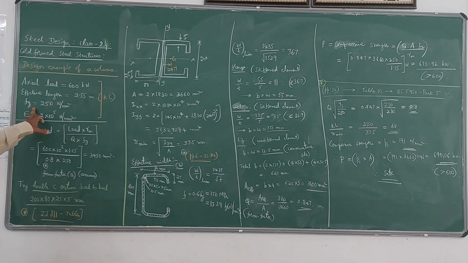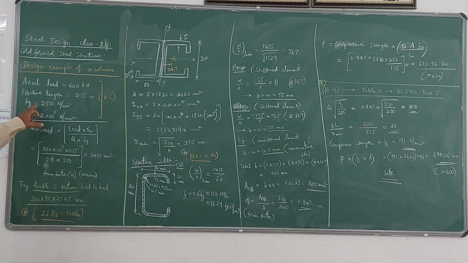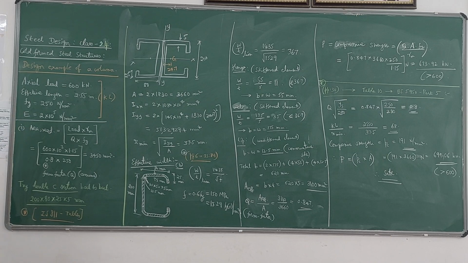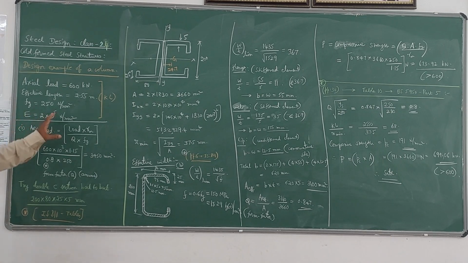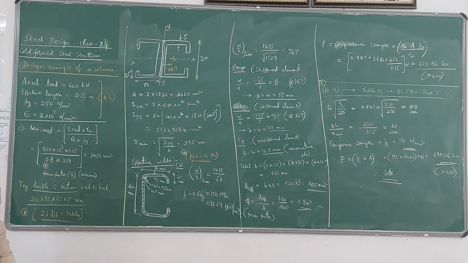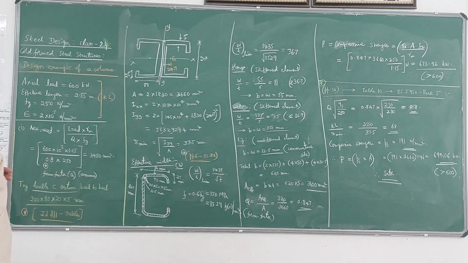Yield stress of that steel is 250 Newton per mm square. Young's modulus is 2 into 10 power 5 Newton per mm square. So this is the data.